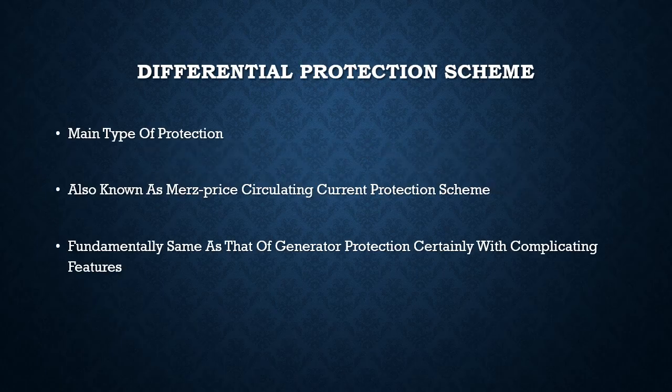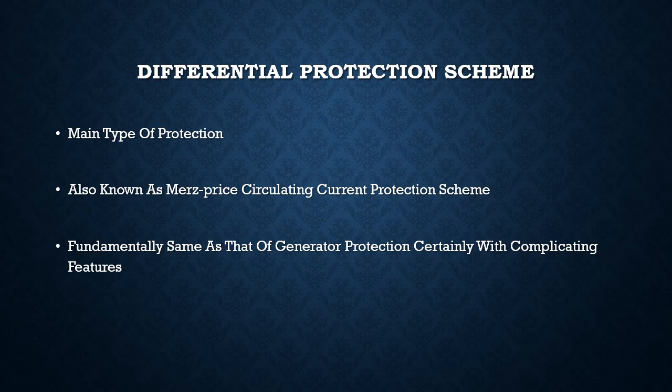The differential protection scheme of transformer is the main type of protection scheme which can be employed for the protection of the transformer against internal faults such as phase to earth faults and phase to phase faults. We already know what is meant by internal faults and external faults. We already discussed that in the last video.